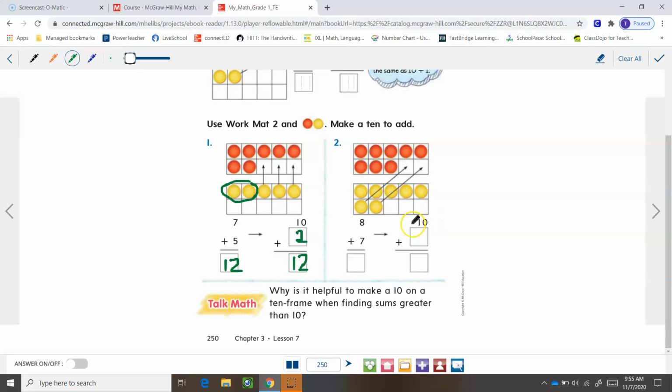That's what this one group of 10 is right here. Then I have 1, 2, 3, 4, 5 left over. So now it becomes 10 plus 5. That's a little easier to add for me. I know it's one group of 10 with 5 ones. 10 plus 5 equals 15. So that means 8 plus 7 is also equal to 15.